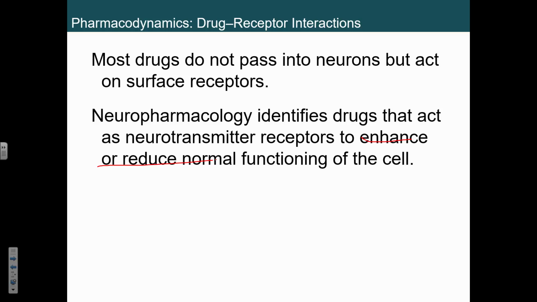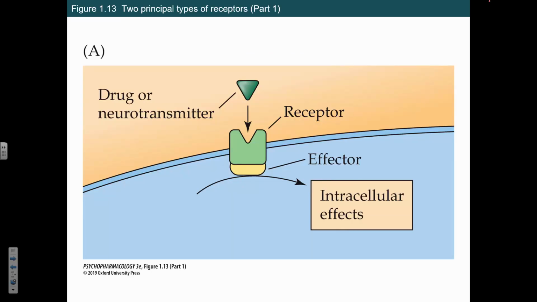It's going to affect the activity of neurons up or down, right? So if you need to inactivate some cells, we'll do that. If you need to activate some cells, we'll try to do that as well. Most of these drugs will not actually get into the neurons, okay? What they will do is interact with the receptors on the surface, just like the neurotransmitters.